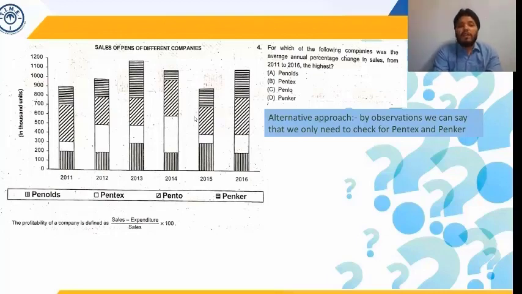So we need not calculate it for Pento also, because the same thing is happening for Pento. The sale of Pento in 2011 was 400 and in 2016 again it was 400. So the difference will again become 0, and our answer is going to be 0% for this also. So we just need to check it for 2, which are Pentex and Panker. I hope this is clear to everyone. So this is our set number 1.